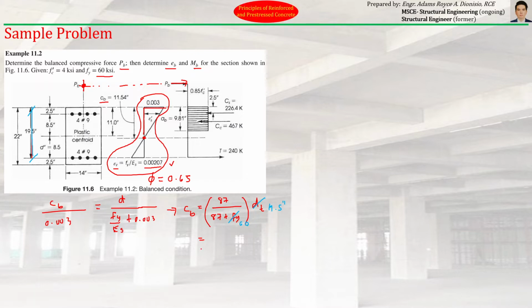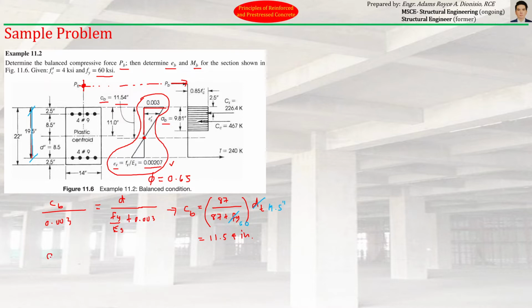Okay. So if we try to solve for that, 87 over 87 plus 60 times 19.5 will be 11.54 inches as given here. Meaning, dyan located yung neutral axis ng strain diagram natin. Okay. After getting that, bakit natin kailangan kunin yung Cb na yan? Para makuha natin yung depth of compression block, yung ab.